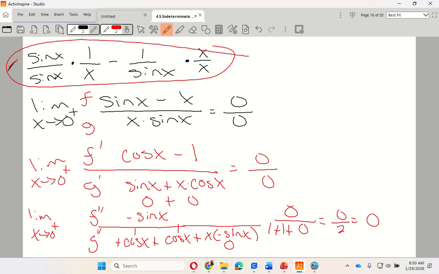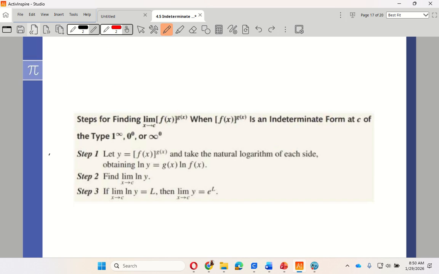So, make sense or no? I know this one was long. Okay, here's the other one.